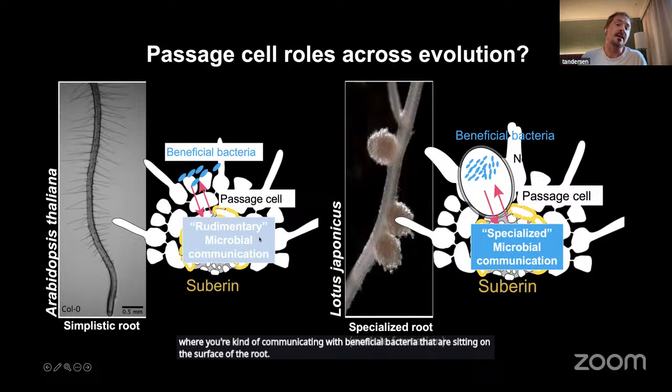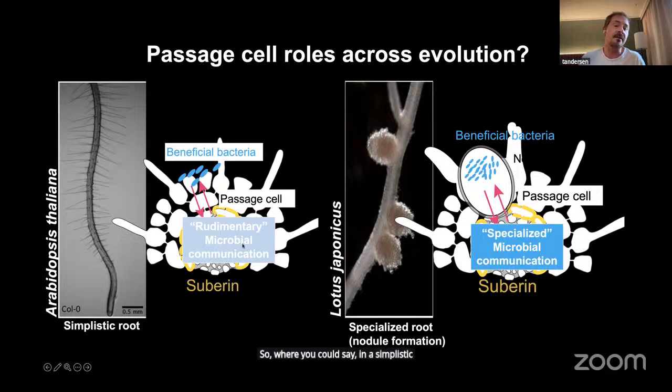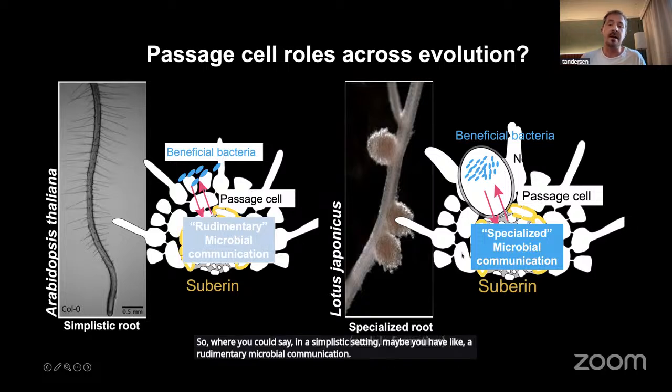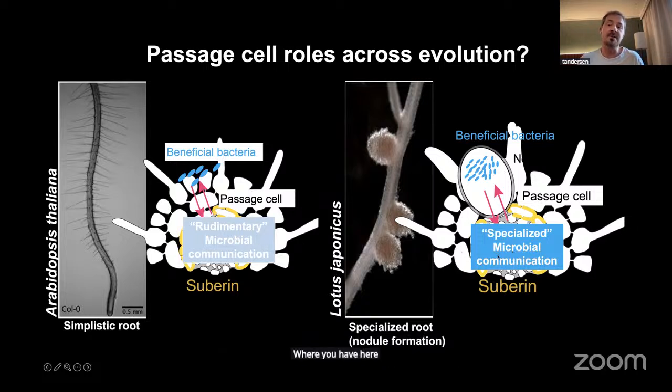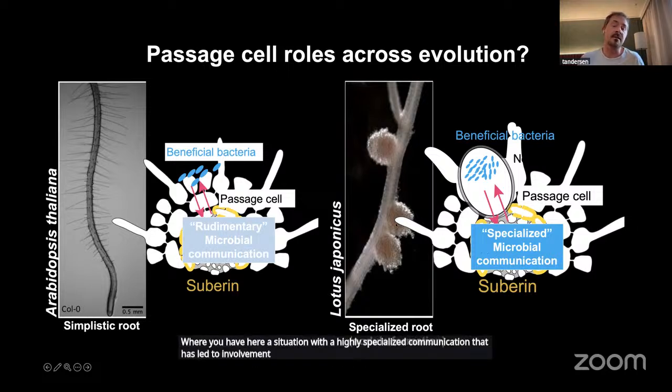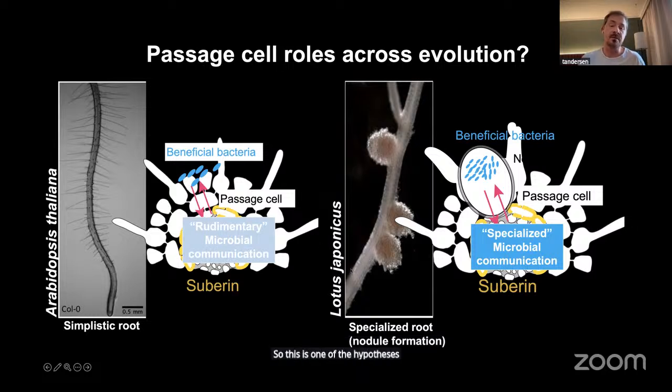So you could say that in a simplistic setting, maybe you have a rudimentary microbial communication, whereas here you have a situation with highly specialized communication that has led to the evolution of communication inside these specialized structures. So this is one of the hypotheses we're currently trying to gain more insights into.